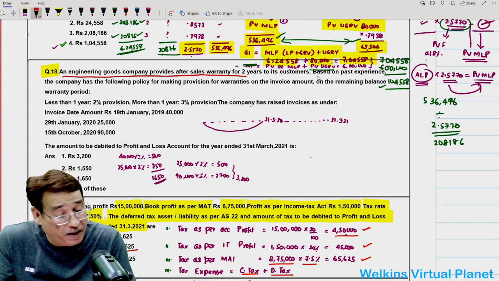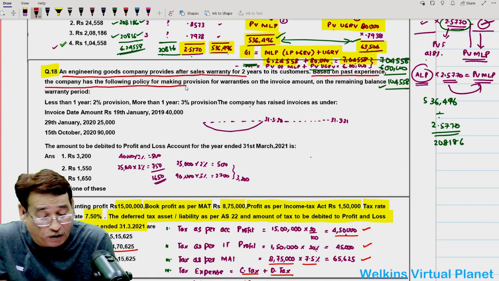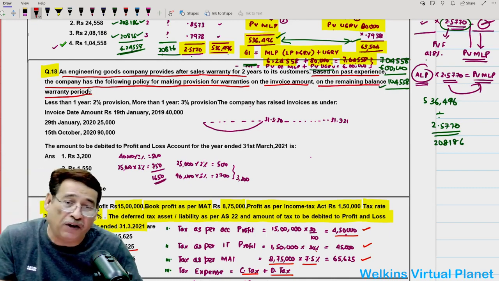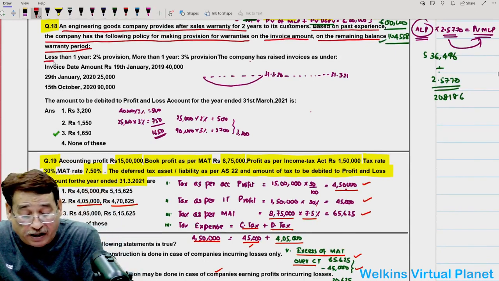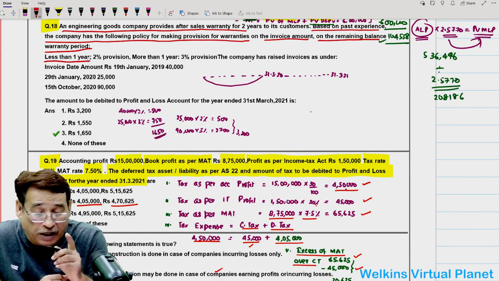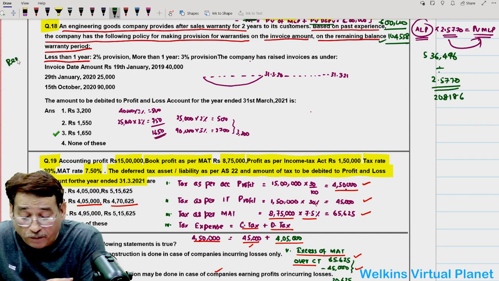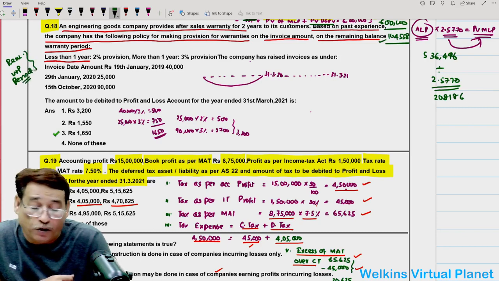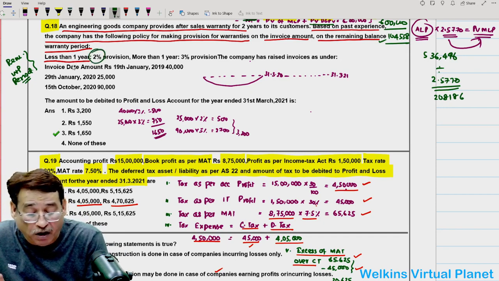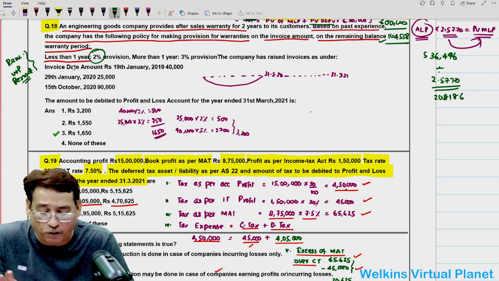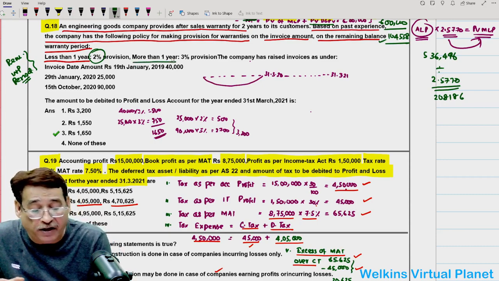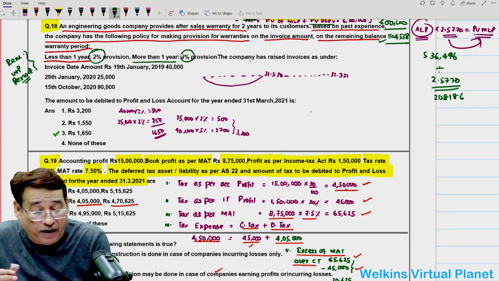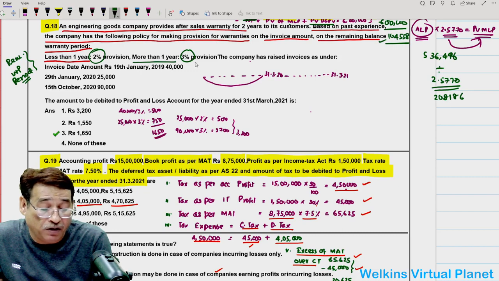No doubt about that. Based on the past experience, the company has the following policy for making provision for warranties on the invoice amount on the remaining balance of warranty period. Pay attention towards this particular line: the remaining warranty period is very important. Correct? If the remaining warranty period is less than 1 year, you are going to create a provision of 2%. If remaining warranty period is more than 1 year, actually total period is 2 years, no doubt about that, you are going to give a provision of 3%.